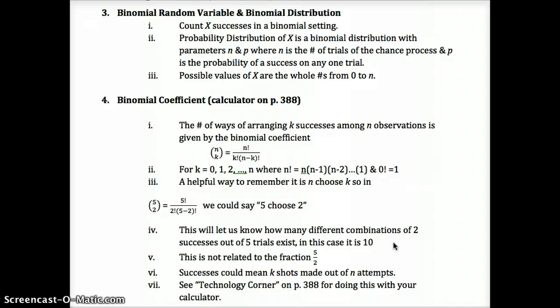If we looked at Steph Curry and the probability of him making 25 out of 30 attempts, the way we could arrange those 25 successes. So right now, pause and check the tech corner on page 388 for learning how to do that with your calculator.